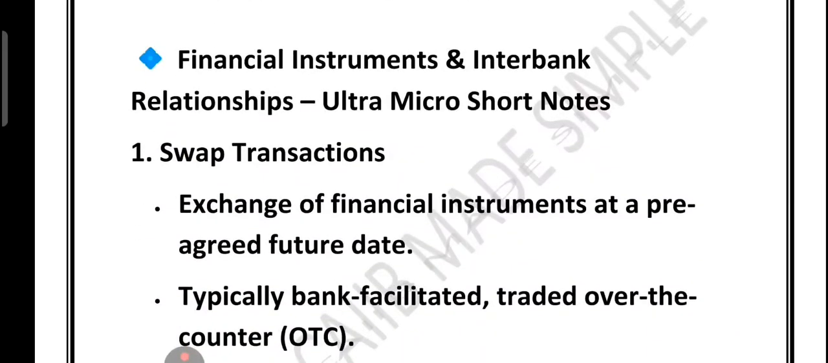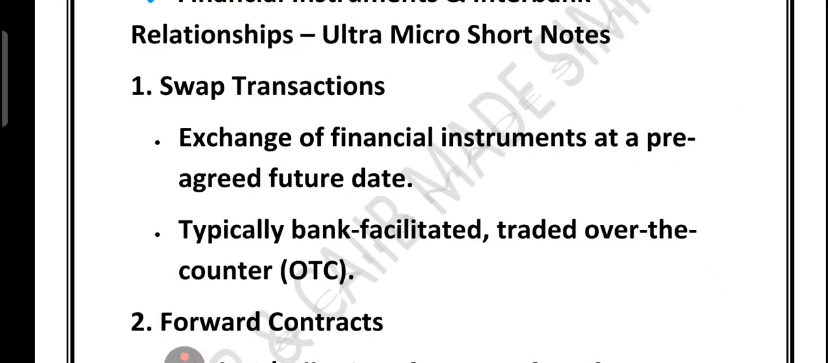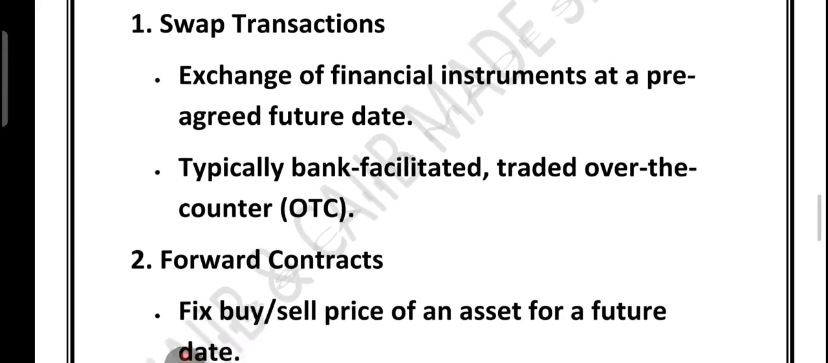Then we have financial instrument. There are some instruments here, and we will simplify some financial instruments like the swap. Swap is an exchange of financial instrument at a pre-agreed future date. Right, exchange of financial instrument at a pre-agreed future date.